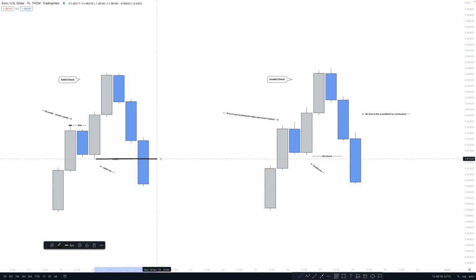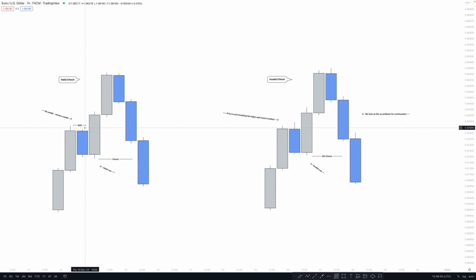So this is our low right now, and this is our high right now. And after price breaks this low, this is a valid low, and this is a valid change of character. So again, the color of the candle doesn't play any role. Okay, what is important is to look at highs and lows.